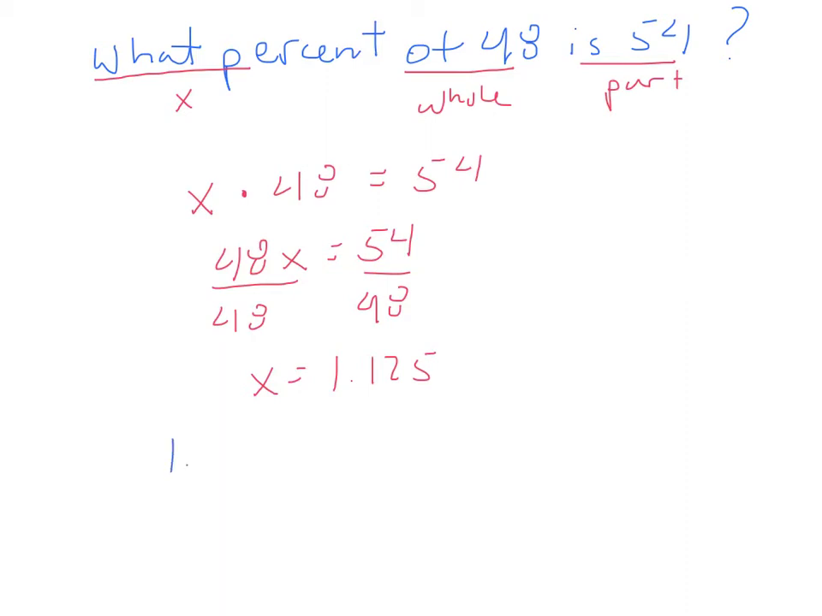So 1.125, and I move it over 2 places, 1, 2. That's going to come out to 112.5%. Now remember, percent over 100 can happen, and that means that the part will be greater than the whole. That's one thing to always keep in mind, is that your part can be greater than your whole, and that's when it's more than 100%.